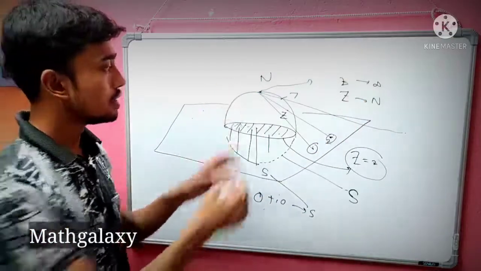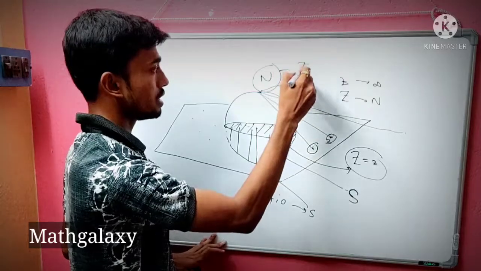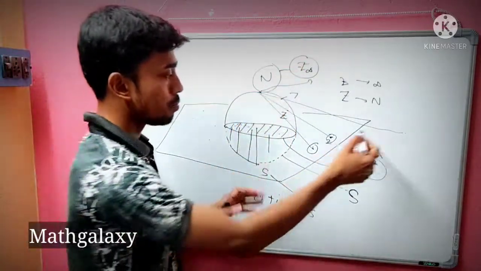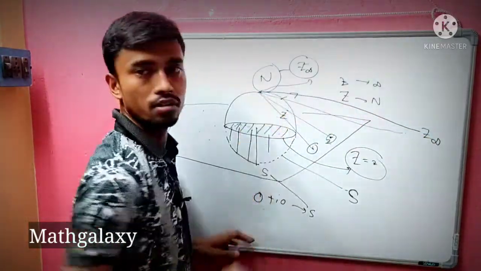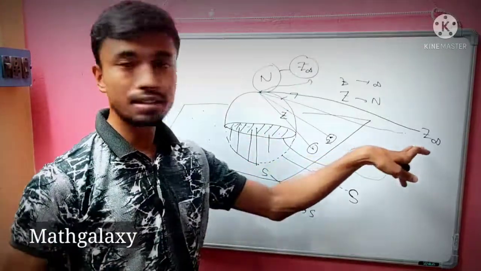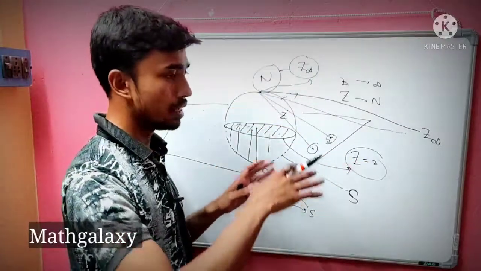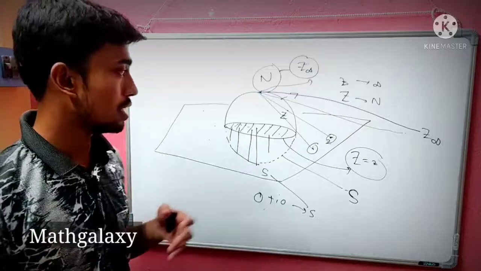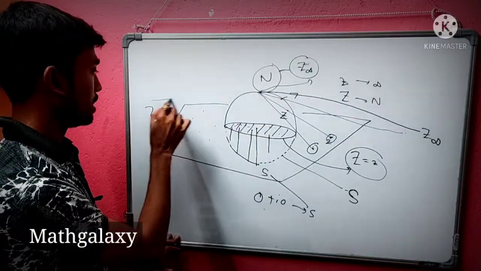So we can see the north pole as a point, let's say z infinity. This means a point z infinity is there, and this is mapped to the north pole. That's the way it is. You should remember that z infinity is not on one side, it's on every side, because infinity is everywhere in the complex plane. You can think about this and understand that.